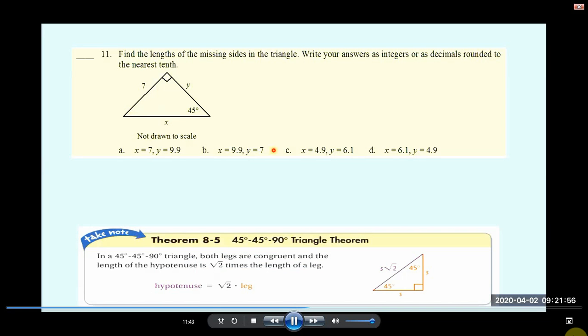Then use your calculator. 7 root 2 is 9.89, but nearest tenth. 9.9. Yes, excellent. 7 root 2 is approximately 9.9. Okay.